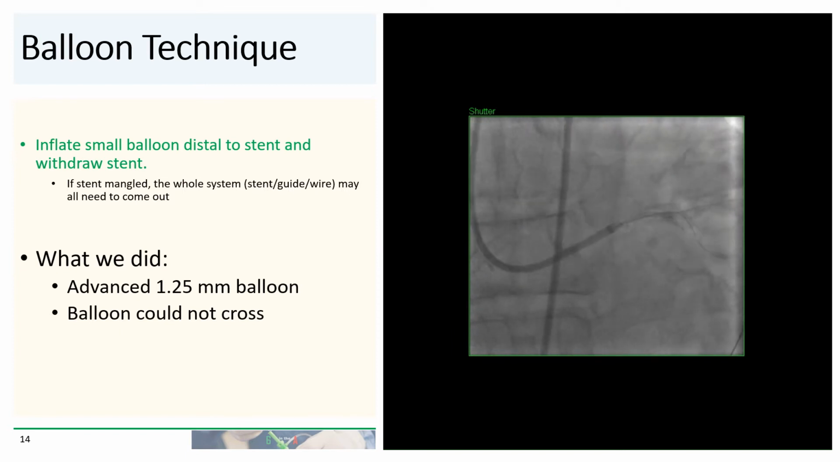In our case, we attempted to advance a 1.25 balloon through the stent, but the 1.25 balloon was actually stuck right at the ostium of the stent and could not cross. So unfortunately, this was not successful for us.